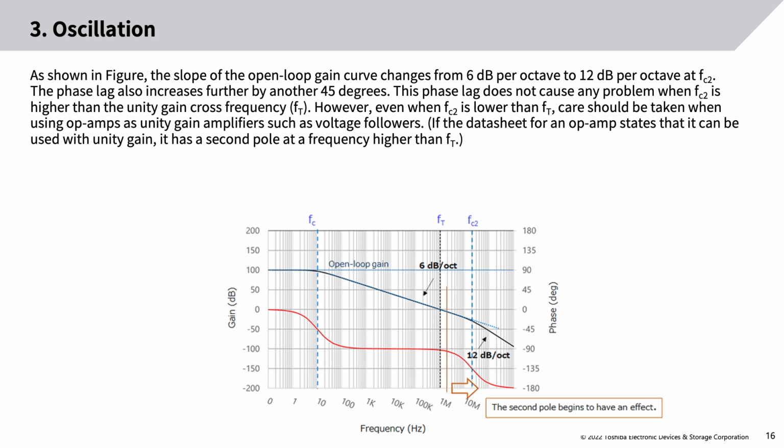However, even when Fc2 is lower than Ft, care should be taken when using op-amps as unity gain amplifiers such as voltage followers. If the datasheet for an op-amp states that it can be used with unity gain, it has a second pole at a frequency higher than Ft.